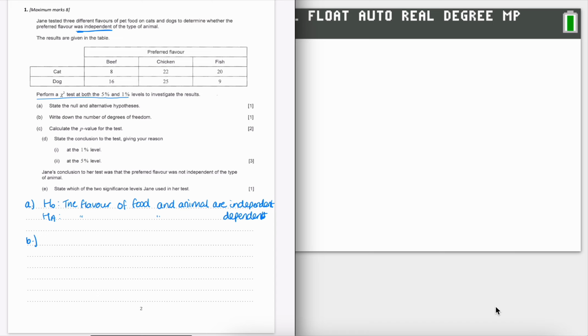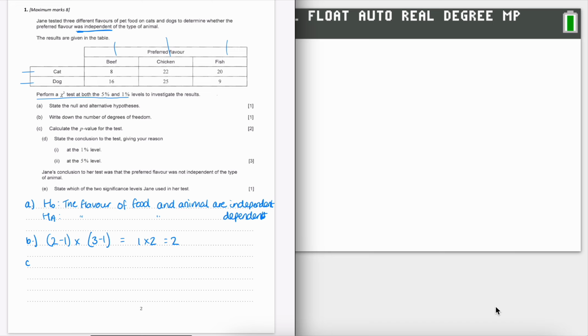So the degrees of freedom is the number of rows minus 1, times by the number of columns minus 1. So the number of rows here we have 1, 2, so 2 minus 1, times by the number of columns, we have 1, 2, 3. So 3 minus 1, and that gives me 2 times, or I should write that the other way around, 1 times 2, which is 2.